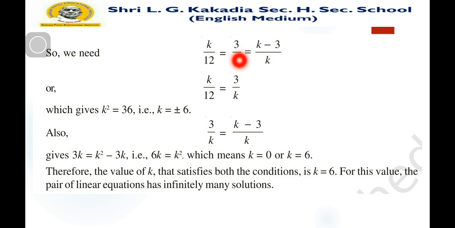we find k is plus or minus 6. Now compare this with the other part: 3 by k is equal to k minus 3 by k. Then this gives 3k is equal to k square minus 3k. Here k multiplied with 3 and k multiplied with this part, we get 3k is equal to k square minus 3k, that is 6k is equal to k square, which means k is equal to 0 or k is equal to 6. How can we solve that here? Here 6k is equal to k square.